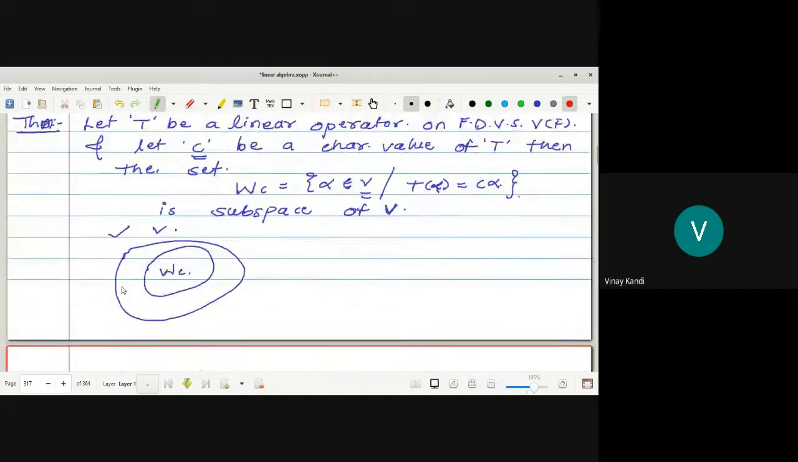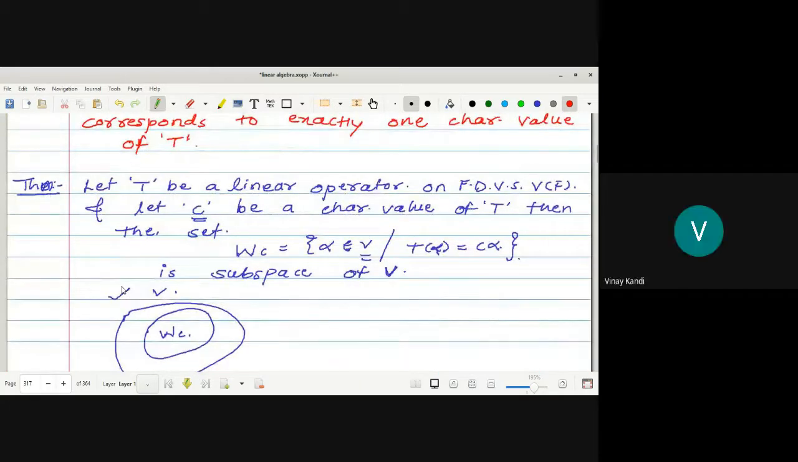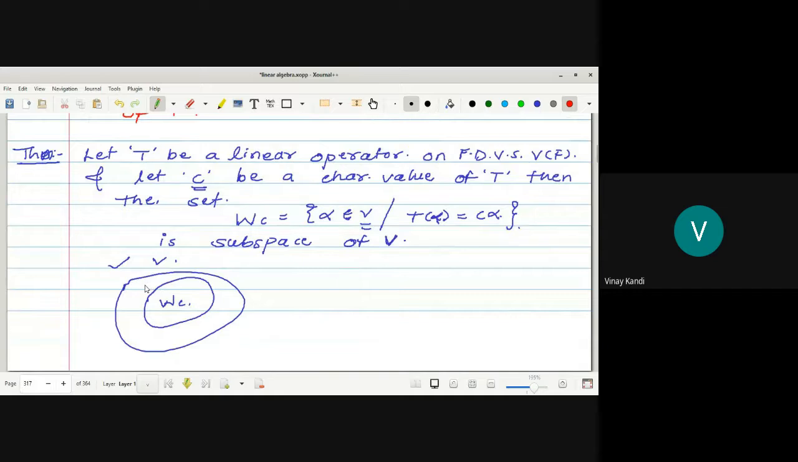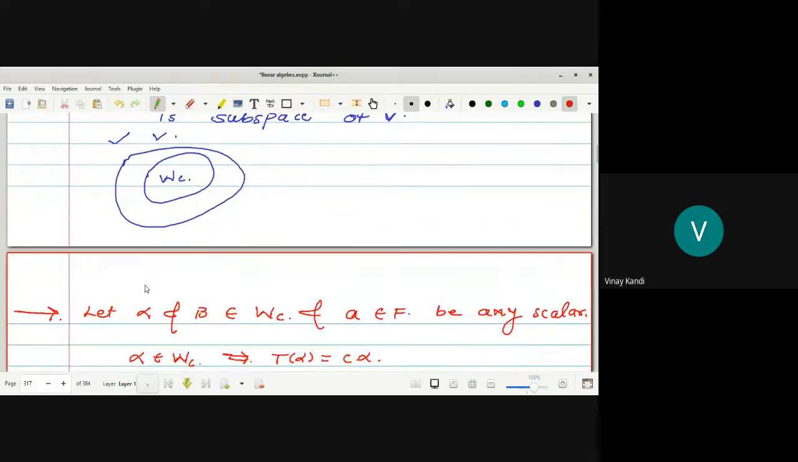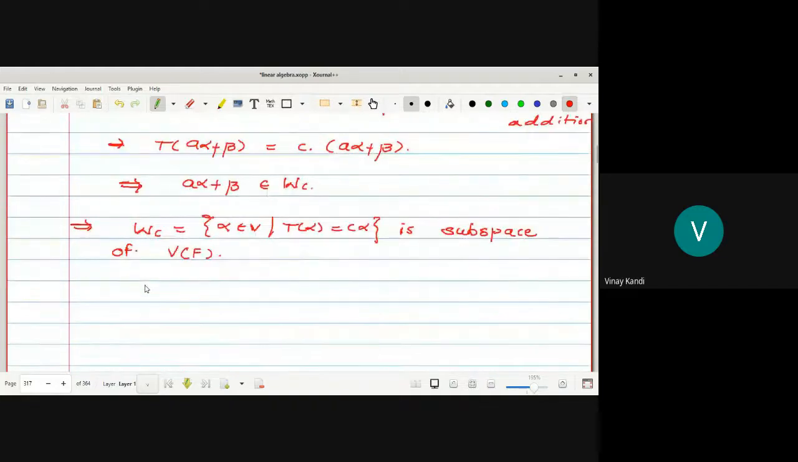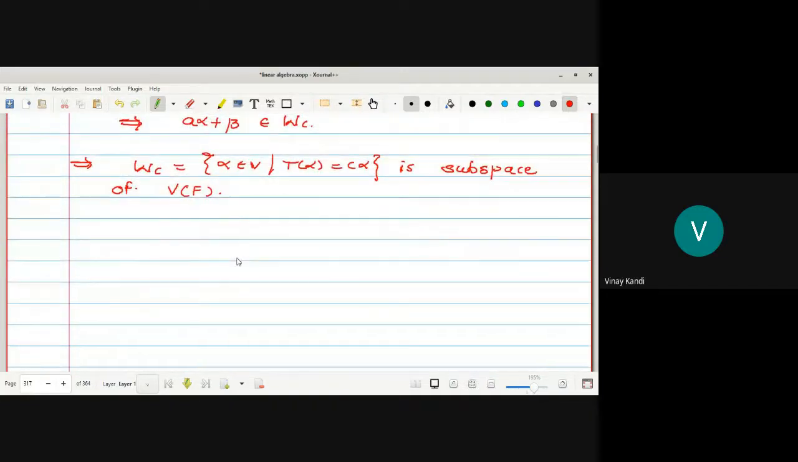That means the set of all the characteristic vectors corresponding to the same characteristic value forms a subspace. Now there are some remarks, or notes. Look at the notes.